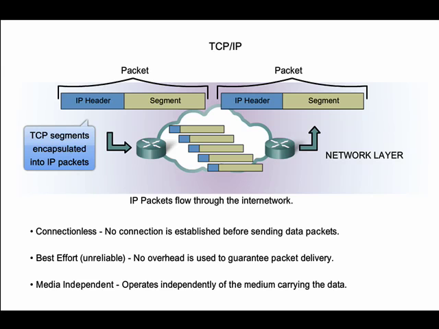Connectionless means that no connection is established between the source and destination before sending data packets. Best effort delivery means that IP does not guarantee packet delivery, so it is possible that a packet may be lost in transmission. It is the job of the transport layer to guarantee delivery. Media independent means that IP operates independently of the medium carrying the data and can be used with many different media. These characteristics greatly reduce the overhead of a packet, which allows IP to function very efficiently at the network layer.